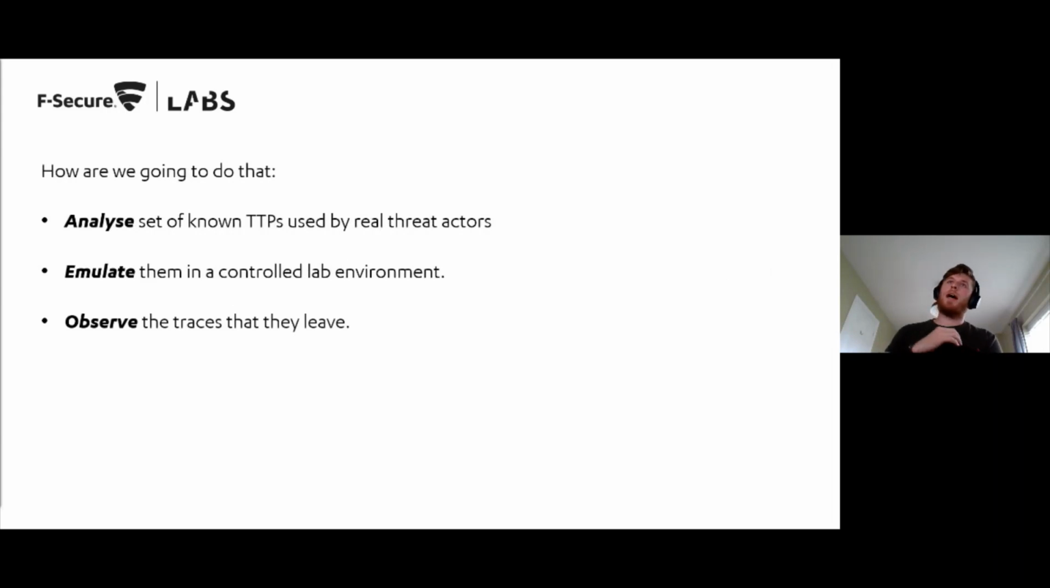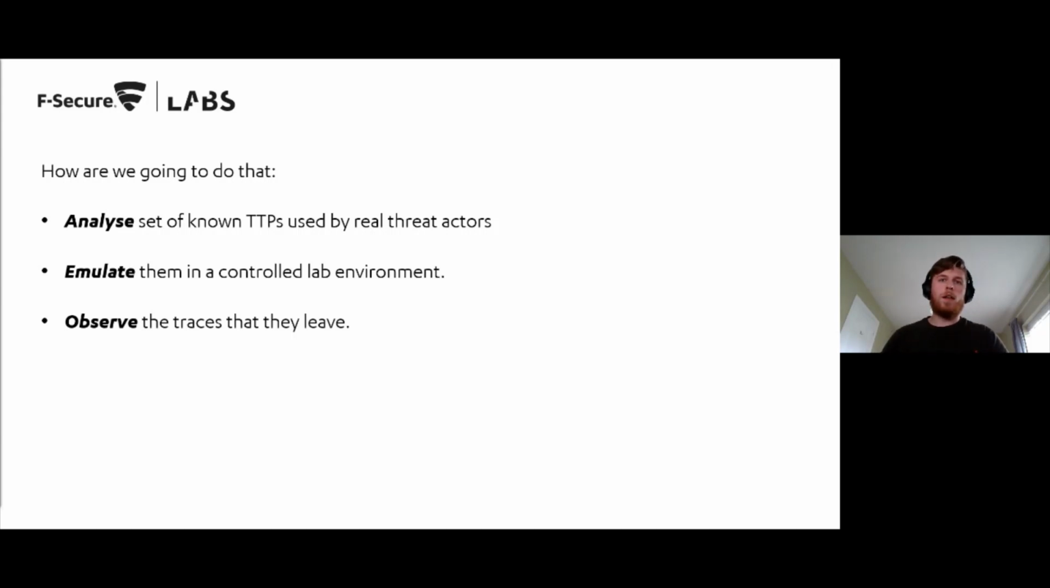So how we're going to do this, just as before: analyze, emulate, observe. We're going to take the Astaroth malware and understand the various components of the techniques at play. We're going to look at the known TTPs, and use MITRE to some degree to categorize what they are. We've got another simple lab environment with a couple of virtual machines. Then we're going to observe what we see from this. What traces do we have for our detections?